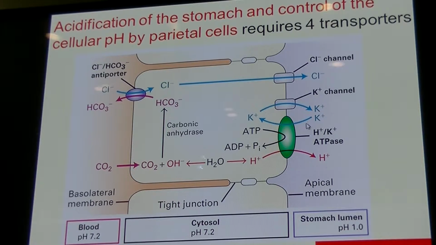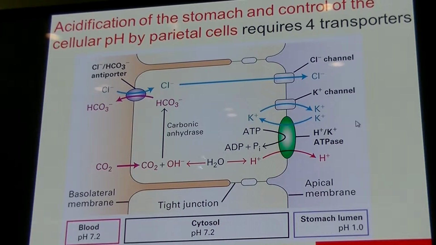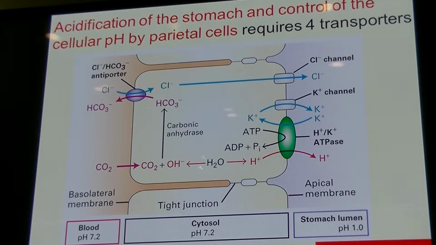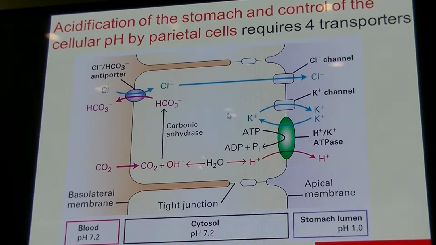To make it easier, potassium goes in exchange. So the pump is essentially charge neutral. If the pump would pump against charge and against concentration, it would not get to this low pH. But we get potassium in exchange. So we can acidify the lumen, but pretty soon the cell is stuffed with potassium. So you need a pathway for potassium to get out. Therefore there's a channel.